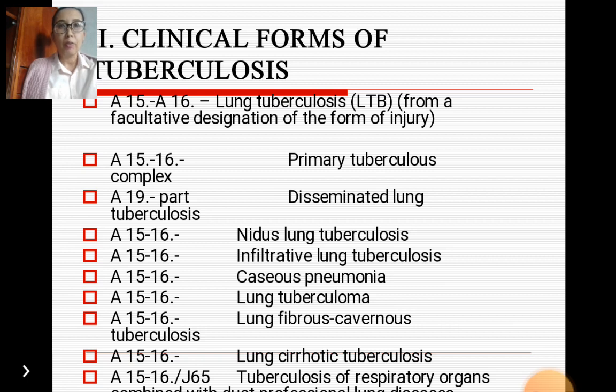Secondly, we must talk about clinical forms of tuberculosis. In clinical classification, it is divided into some pieces. Firstly, it is lung tuberculosis and its forms: primary tuberculosis, disseminated tuberculosis, nidus lung tuberculosis, infiltrative lung tuberculosis, caseous pneumonia, lung tuberculoma, lung fibrous cavernous tuberculosis, lung cirrhotic tuberculosis, and also tuberculosis of respiratory organ combined with dust professional diseases called coniotuberculosis.